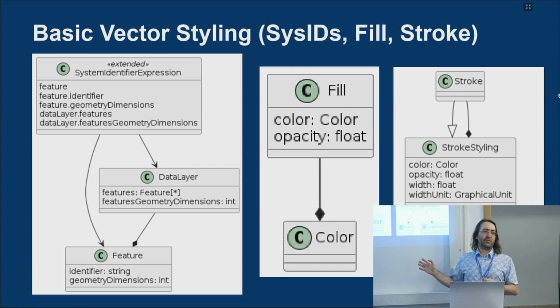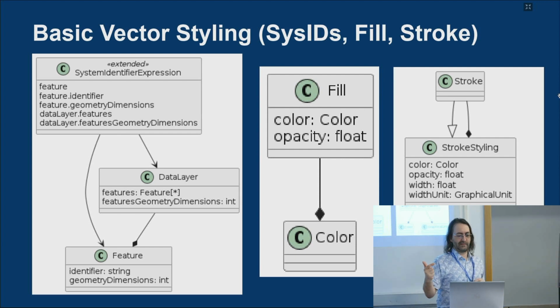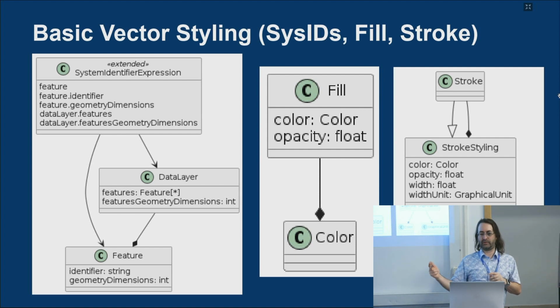So this is getting into how you style vector data. First, we add system identifiers here, so you can see feature.identifier, which refers to the feature ID. You can also check the number of geometry dimensions. For example, 0 is point, 1 is lines, line strings and multi-line strings, and 2 is polygons and multi-polygons. And you can also check if the data layer as a whole has the same geometry dimensions, if it's all a layer of only multi-polygons and polygons, or only line strings and multi-line strings. So that's the main thing that it adds in terms of the system identifier expressions.